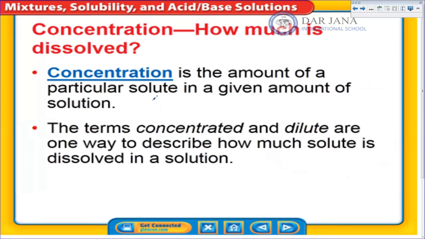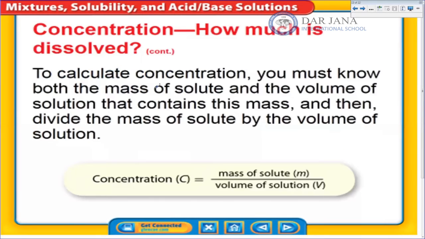Concentration. Now, how can we define concentration? It's the amount of a particular solute in a given amount of solution. So it's the amount of solute in a solution. To calculate the concentration, we use this formula. So concentration is the mass over volume. So we divide the mass by volume, and then we get the concentration. So to calculate the concentration, you must know the mass of a solute and the volume of the solution.